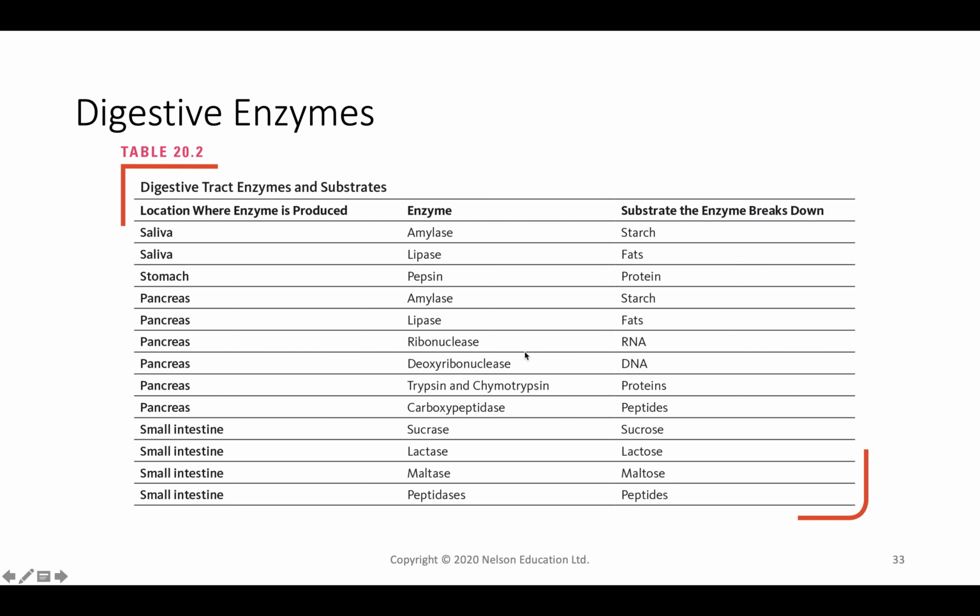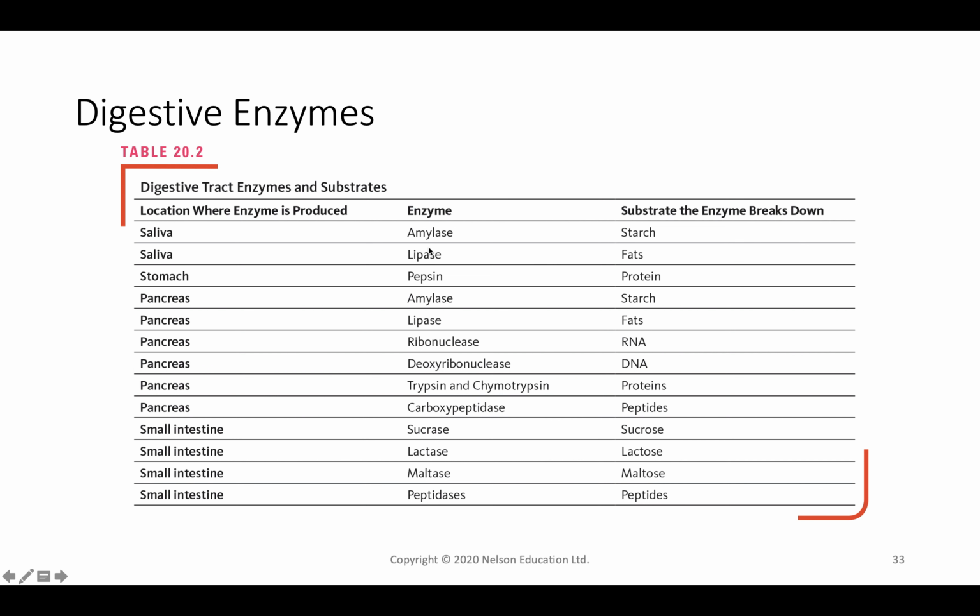So the very first things that we're going to hit in the saliva are going to be amylase and lipase. Amylase breaks down amylose, which is a sugar or a starch. So we're going to break down a starch into a sugar. Saliva is also going to have a lipase. Salivary lipase is going to break down fats.